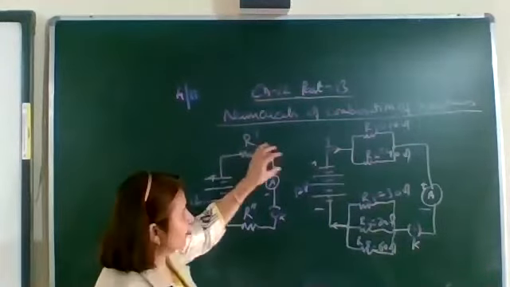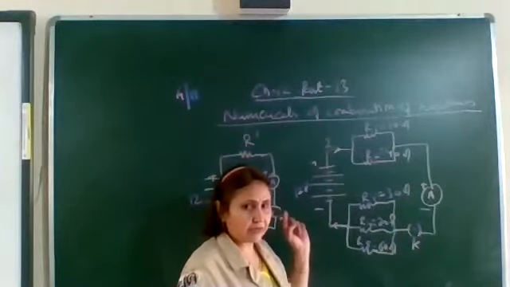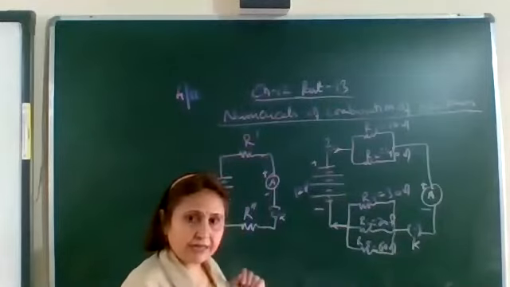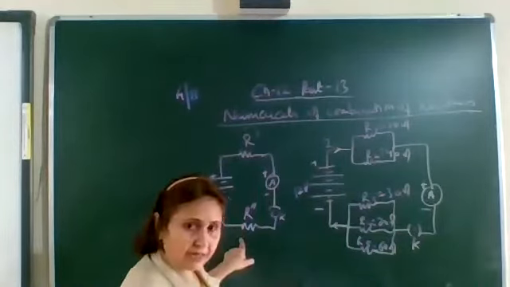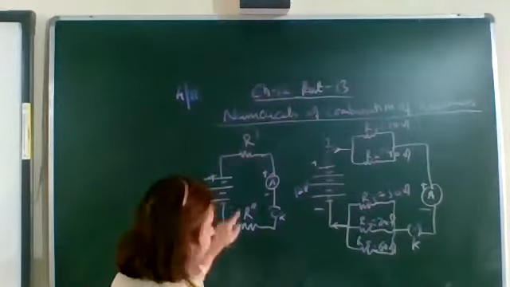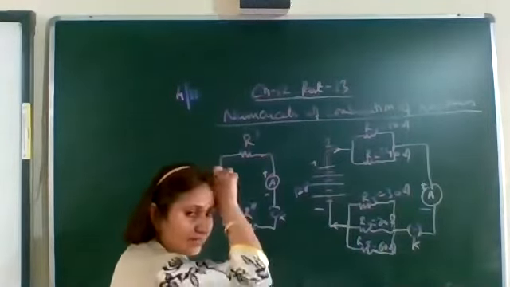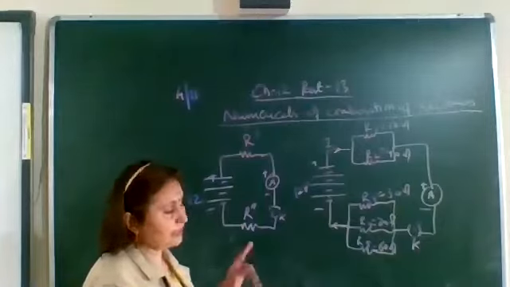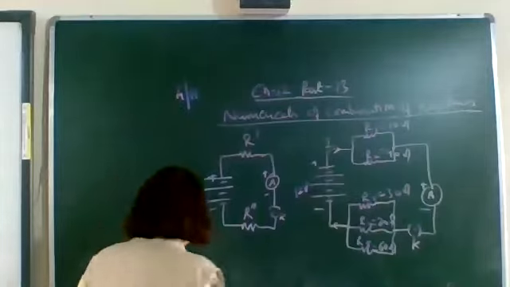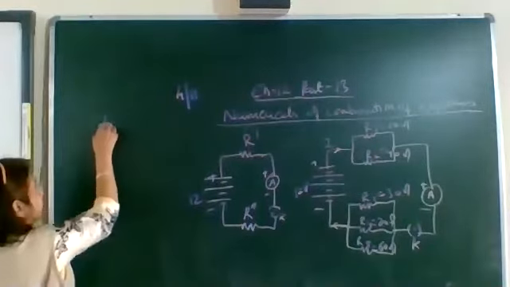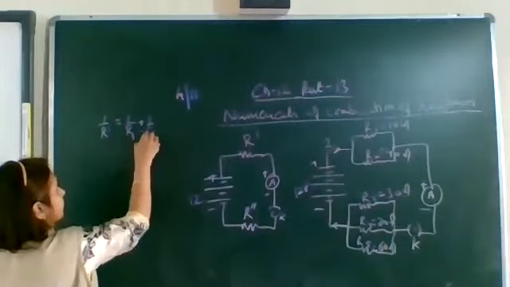First we'll find out R dash, the equivalent of R1 and R2, which are in parallel. Then we'll find out R double dash, the equivalent of R3, R4 and R5. Then R dash and R double dash are in series. So first let's find out R dash. We know that whenever resistors are connected in parallel, 1 upon R dash is equal to 1 upon R1 plus 1 by R2.